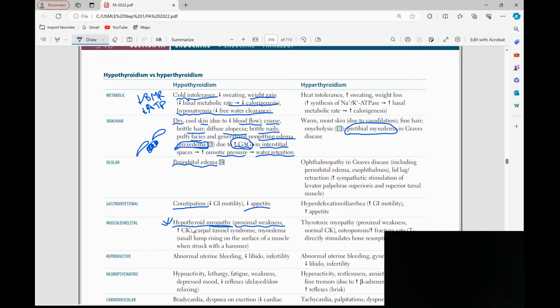Carpal tunnel syndrome: as we have seen, there will be a collection of glycosaminoglycans, and there will also be a collection in the carpal tunnel, and this will cause compression of the median nerve. Then there will be myxedema, myoedema, that is, the muscle will also have some lump. And abnormal uterine bleeding, decreased libido, infertility. Reproductive, in both the same: abnormal uterine bleeding, decreased libido, infertility, gynecomastia.